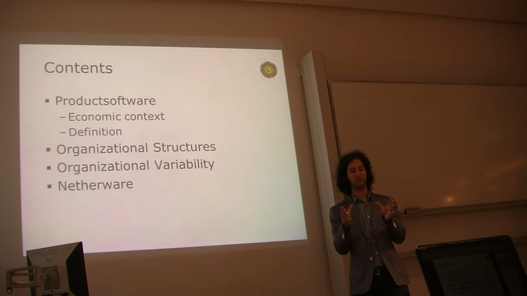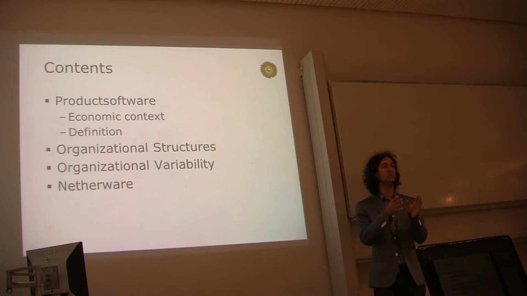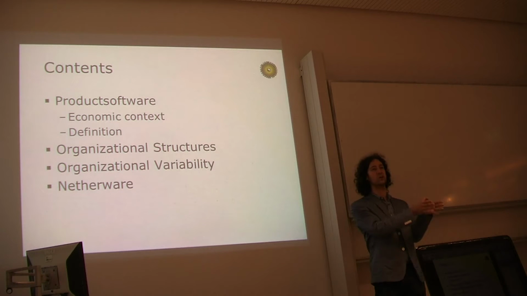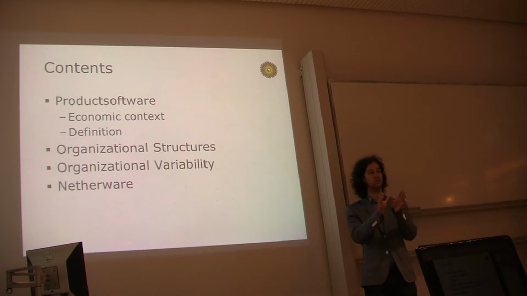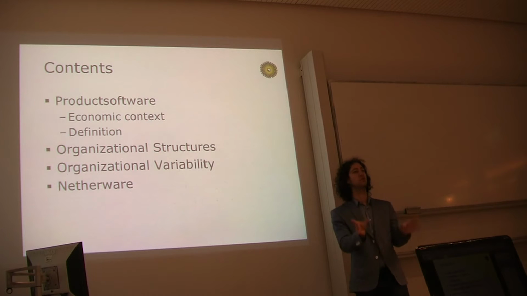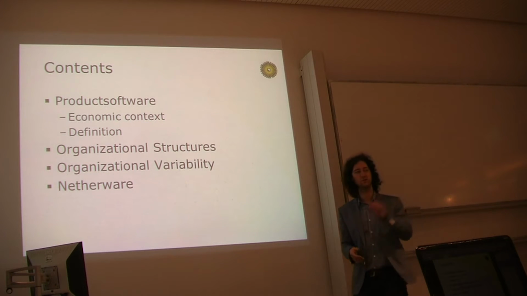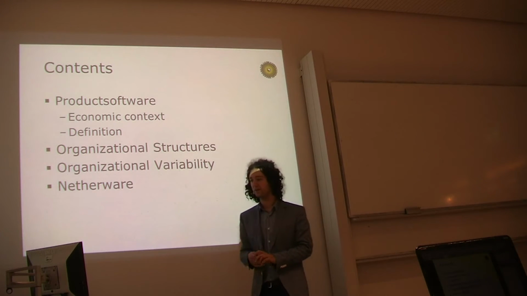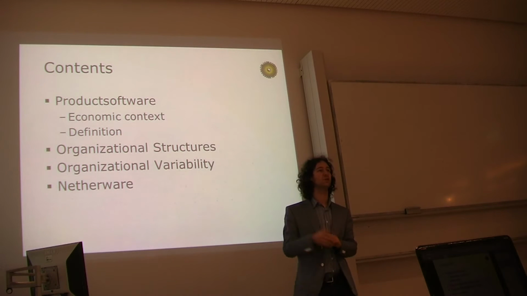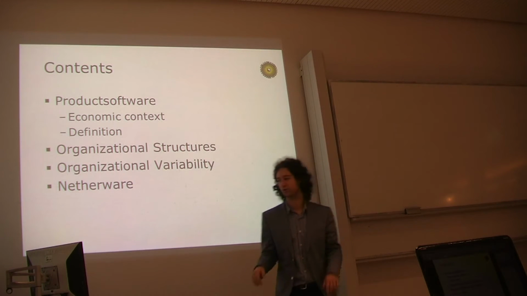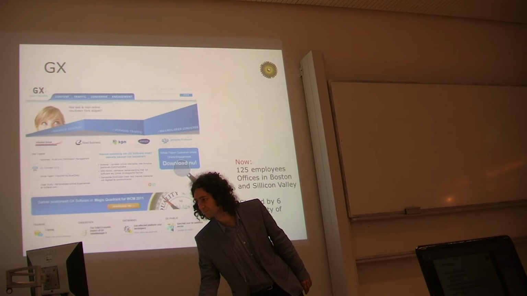So you can see, for instance, a geographic division in a company saying, okay, these sales guys are working on the Asian market, these sales guys are working on the European market. Then you have a geographic structure. We'll get to some other structures later. Then some organizational variability, and then I'll give you a little bit of insight into NetAware. That's more of a fun thing towards the end.